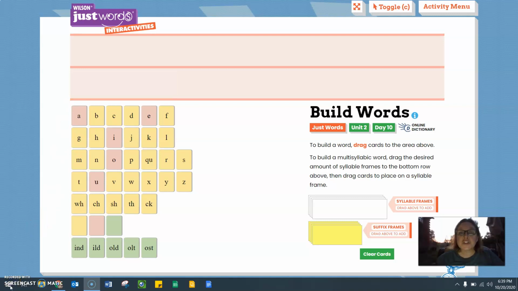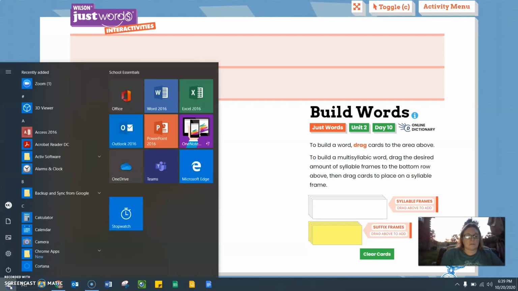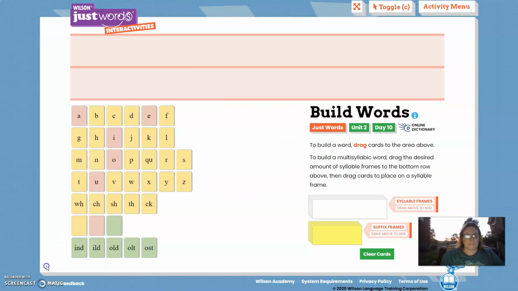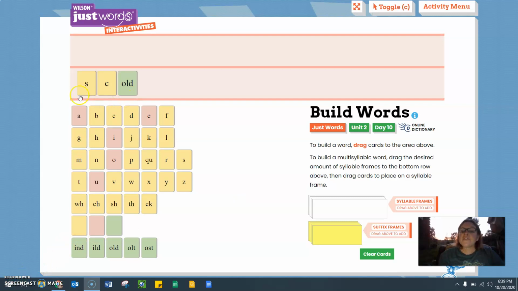Your next word is scold. Echo, scold. Here's the word scold. The SC are blending together in the beginning of the word scold. And then the O, if you listen, remember, it is making that long O sound. This would be an example of a closed syllable exception.